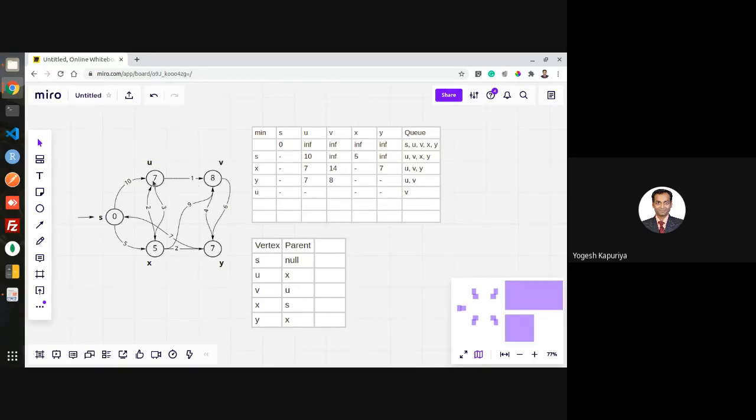Another edge is this. So this is 7. 7 plus 3 is 10. Already distance of x is 5. 5 is less than 10. We are interested in minimum distance. So that means this relaxation will not affect the distance of x. So it will remain as it is.